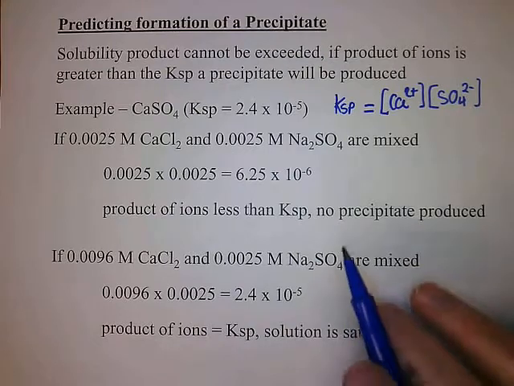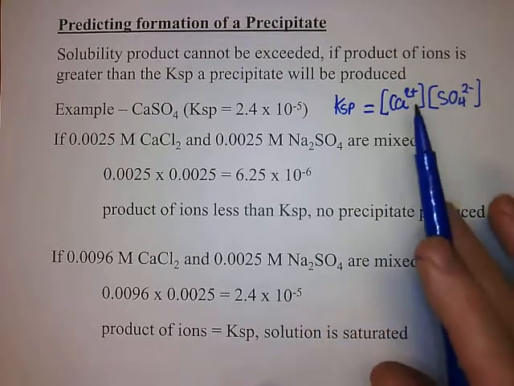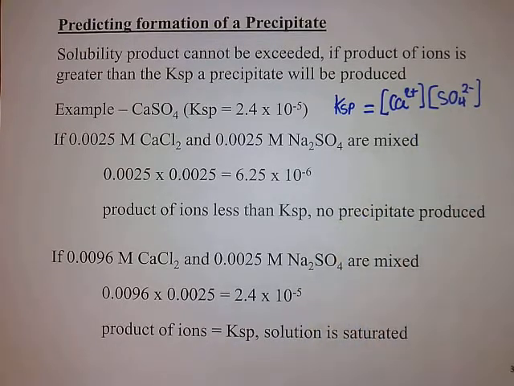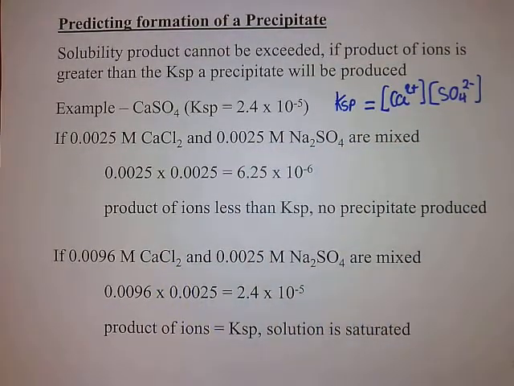So one more time. If the product of the ions is less than the KSP, nothing will happen. No precipitate. If the product of the ions is equal to the KSP, the solution is saturated. And if the product of the ions is bigger than the KSP, you'll get a precipitate when the solutions are mixed.